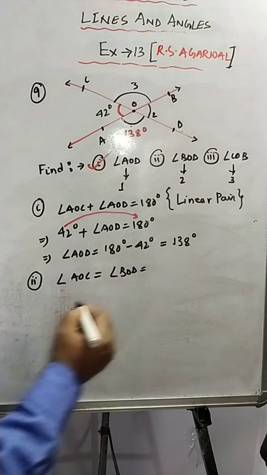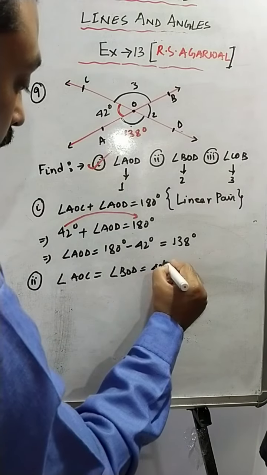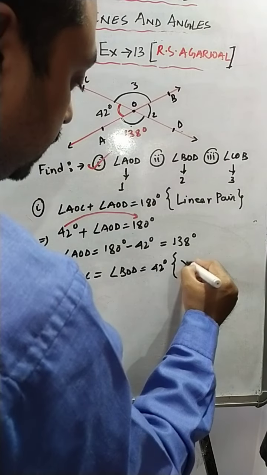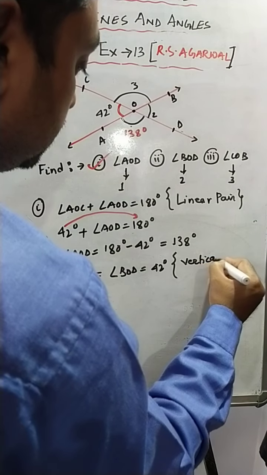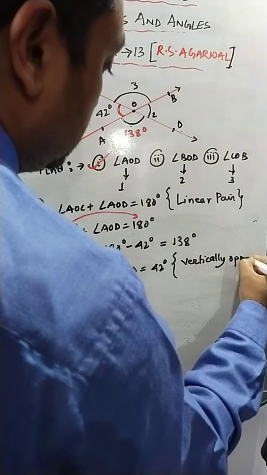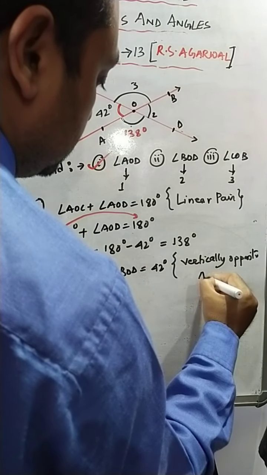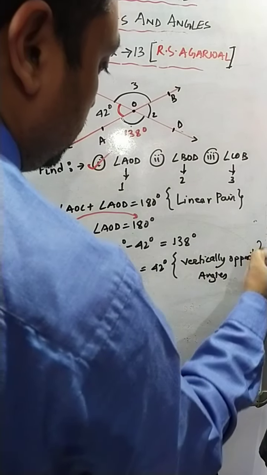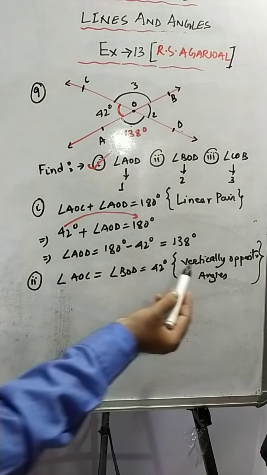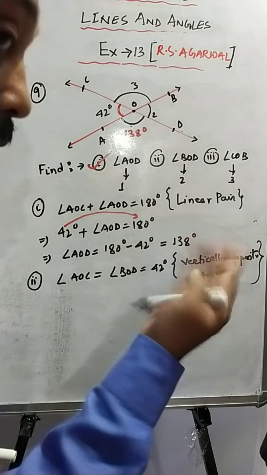And what is the measure of these two angles? It will be 42 degree. And you have to now provide the reason also. That is, they are vertically opposite angles. Okay, this is very, very important. If you will not provide the reason, then it will be considered as wrong only.